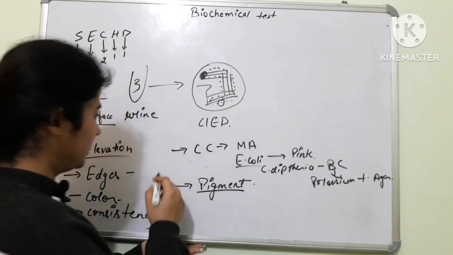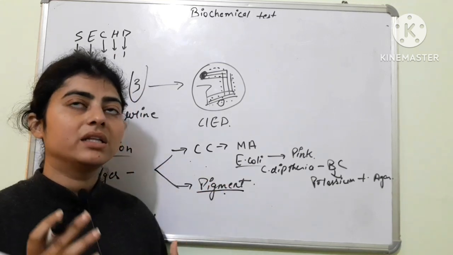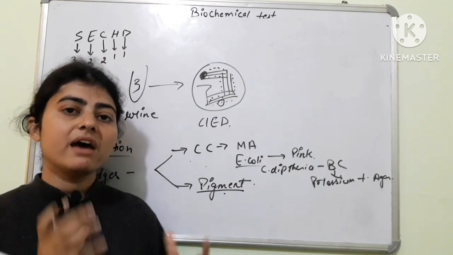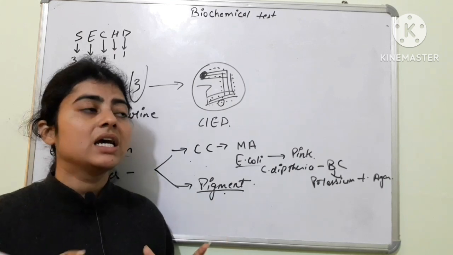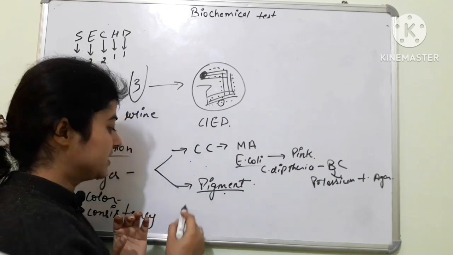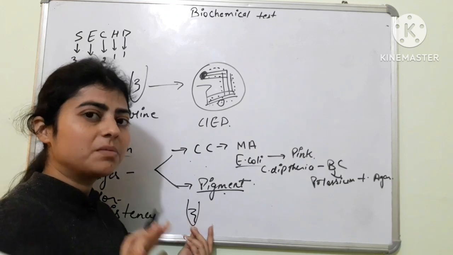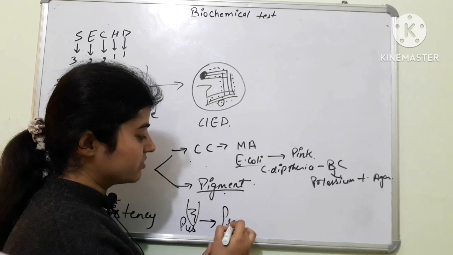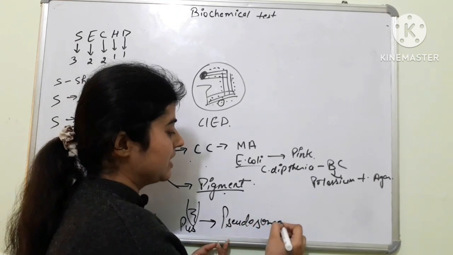Next we have pigment. It comes under color. Pigment means there are some bacteria that produce certain types of pigments. For example, have you ever seen nutrient agar? It is almost light yellowish in color, right? But what happens if we have a sample of pus? There are 50 to 60% chances that pus may contain Pseudomonas aeruginosa, Pseudomonas bacteria.